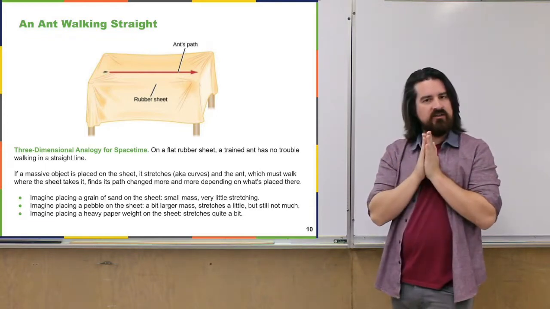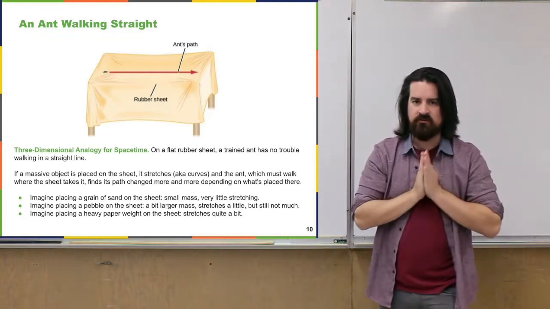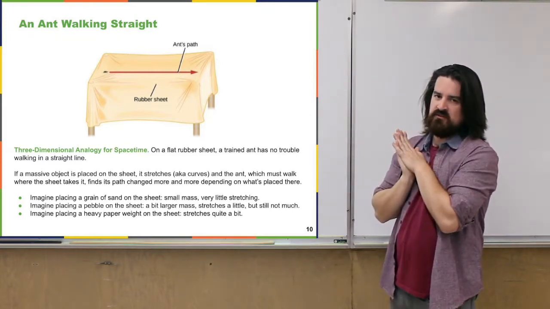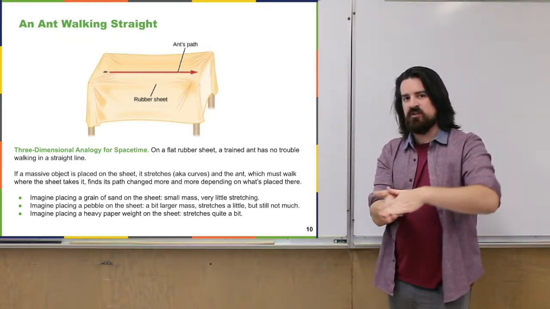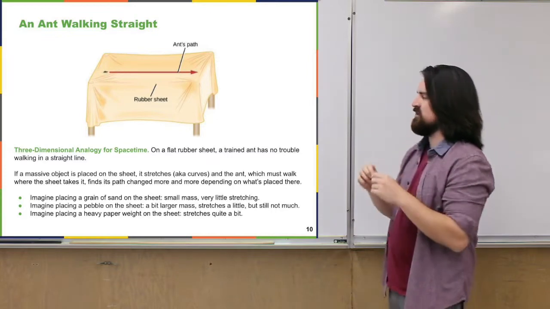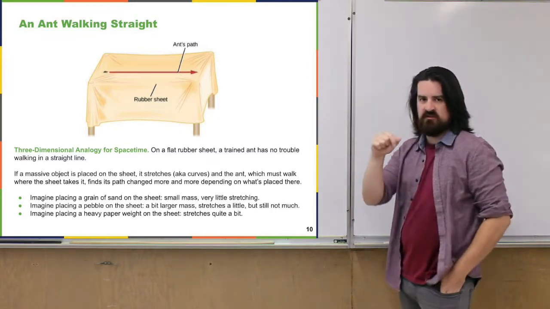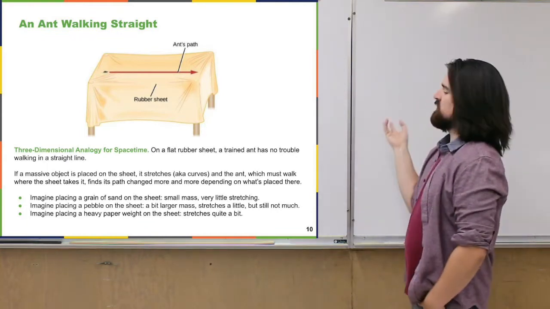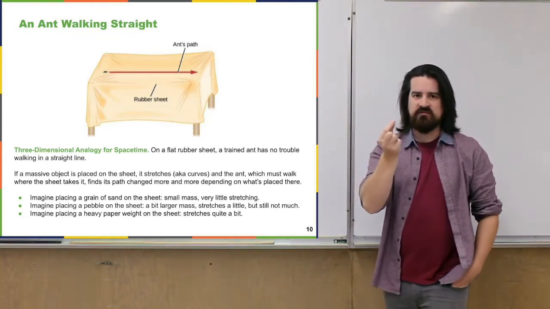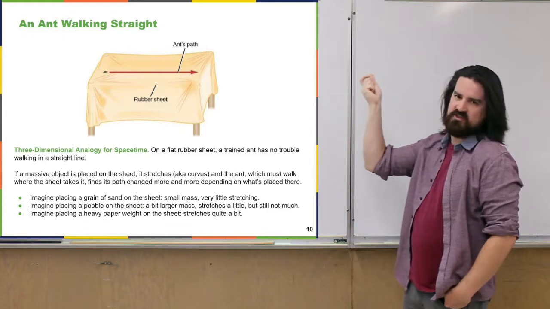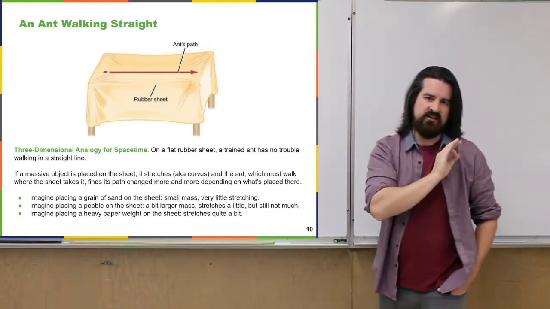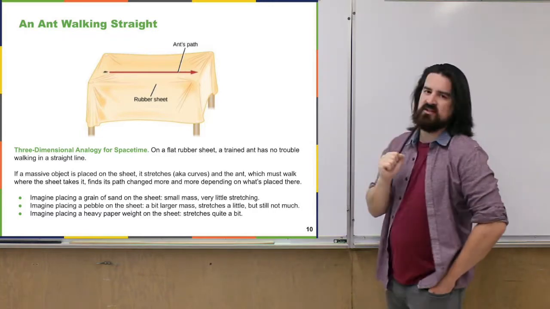And even though the ant is going to continue walking its straight path whenever we put it on there, from our perspective, or from outside of that sheet, the ant seems to follow a curved path. So you can imagine placing a pretty small object on the sheet, like a grain of sand. This being really small, with very little mass, there's very little stretching it's going to do to this sheet, right? Almost imperceptible. So if you put the ant and have it walk across, it pretty much seems like it's still going in a straight path.